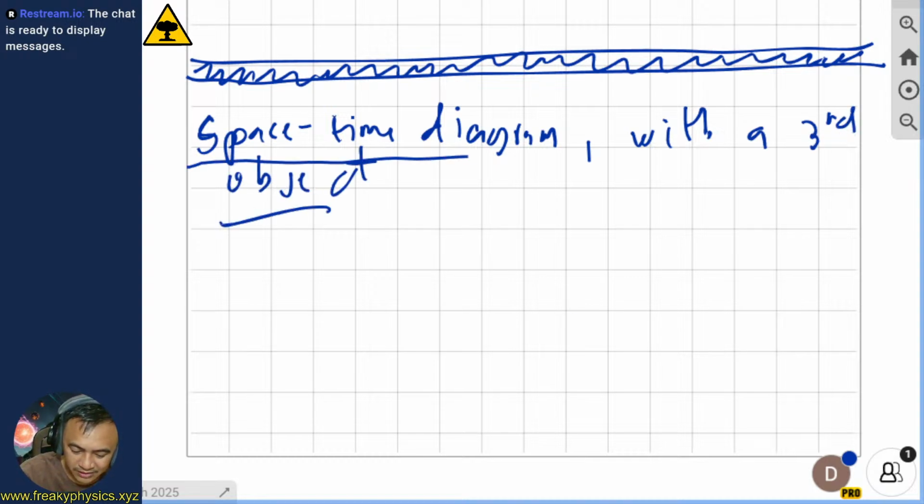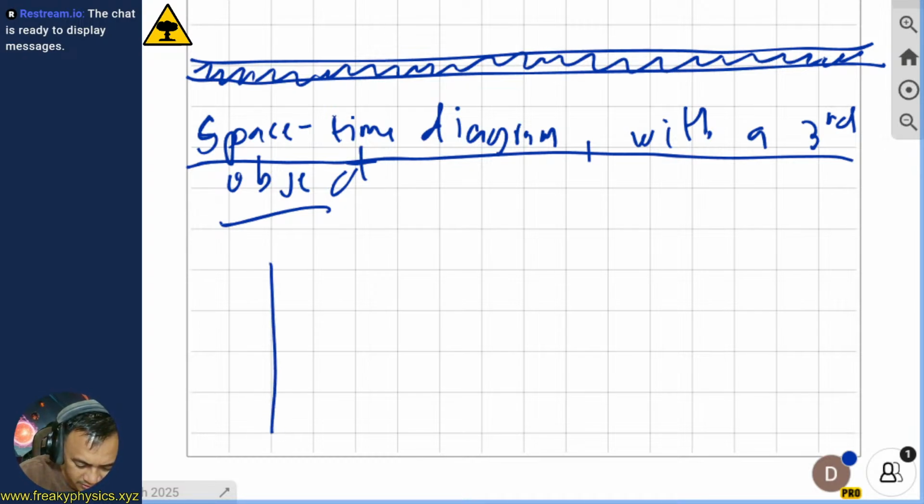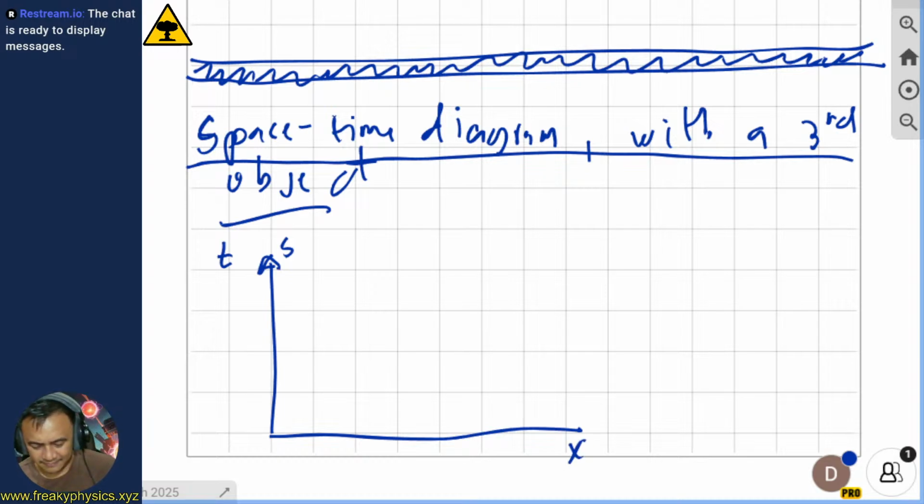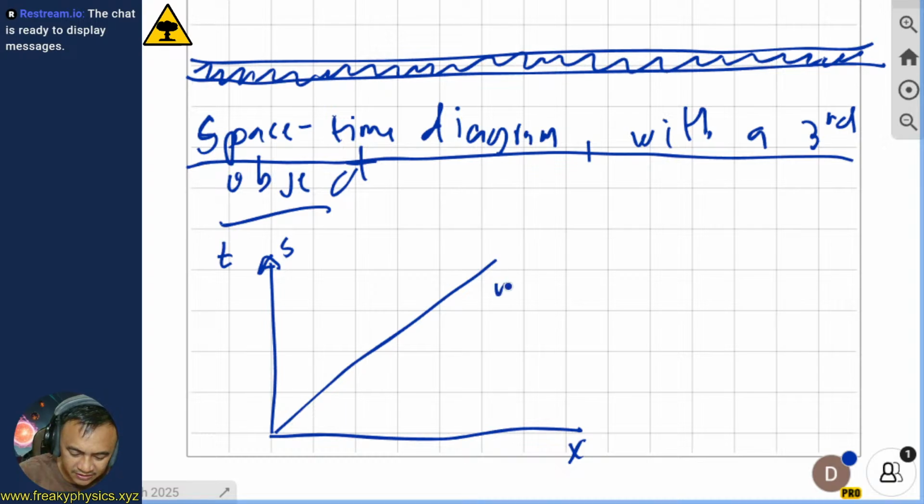Okay, this is where this becomes quite powerful. So again, this is in terms of s. So this will be t, and this will be x, right? And of course, don't forget to draw the 45-degree line for light, v equals c.